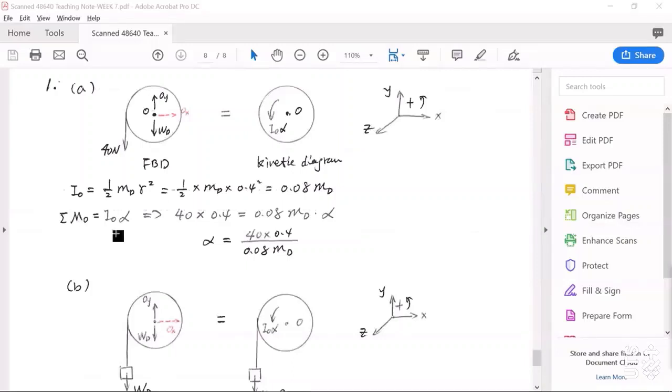And then only the rotational component will be useful. So I select O to do the calculation, and I can express alpha using this equation.